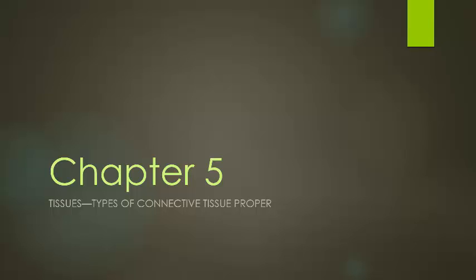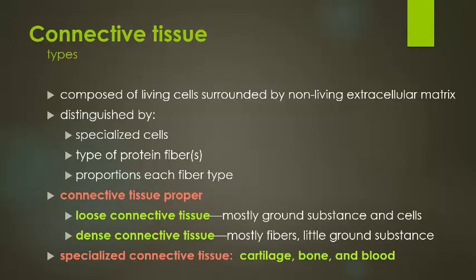Now that you've been introduced to the different characteristics of connective tissue, it's time to start talking about the actual connective tissues. We'll start by looking at what are termed connective tissue proper. As we said before, connective tissues are composed of cells surrounded by non-living extracellular matrix, and they include a specialized cell or cells, some type of protein fiber or fibers, and the ground substance. What distinguishes each of the connective tissues from each other are the types of specialized cells found there and the types and proportions of each of the fiber types.